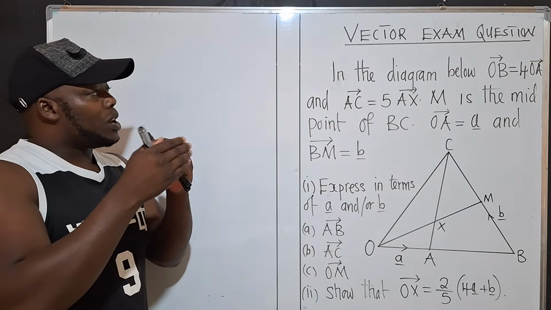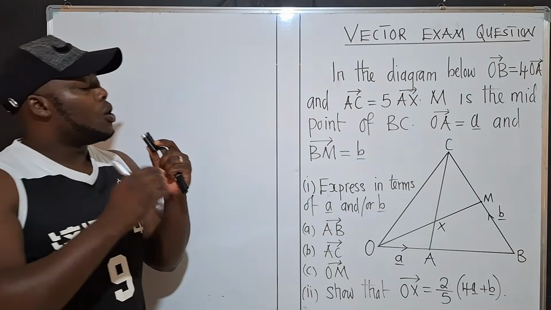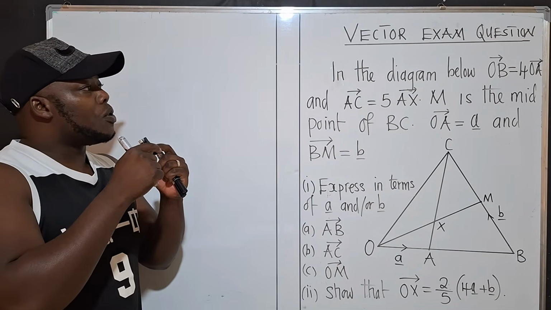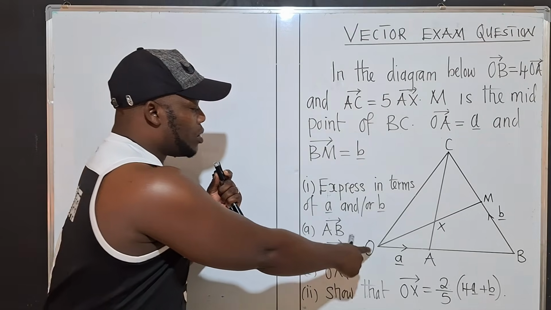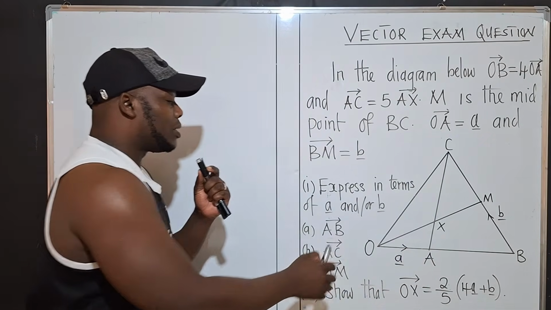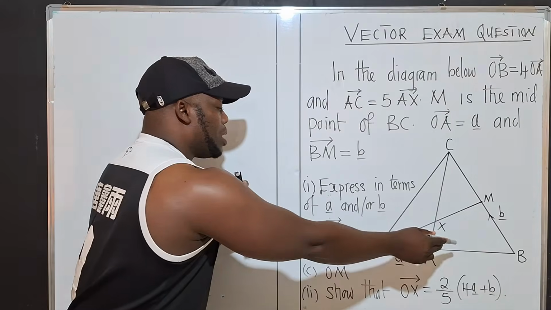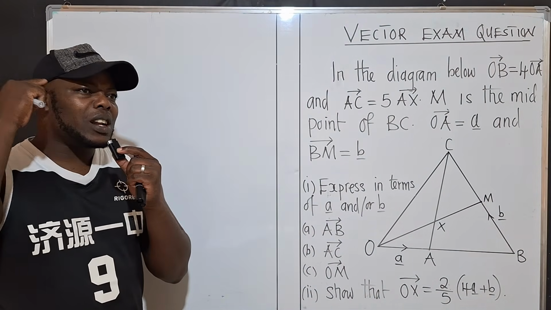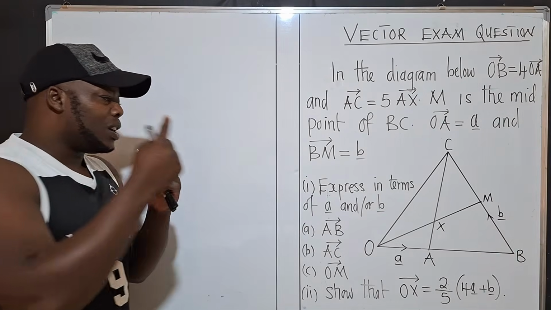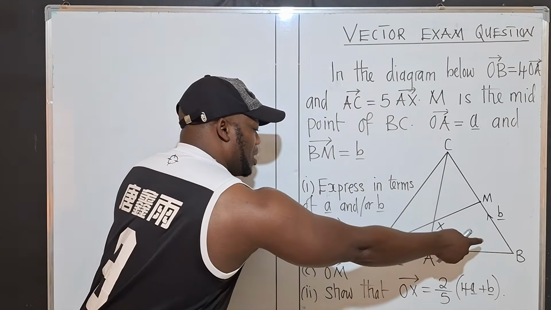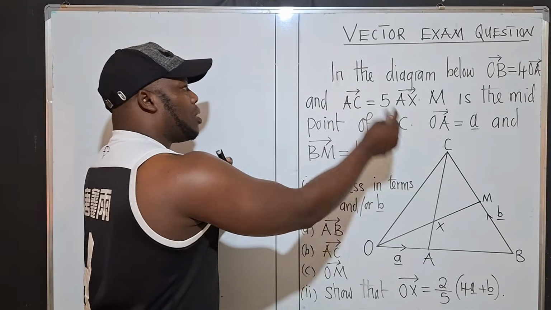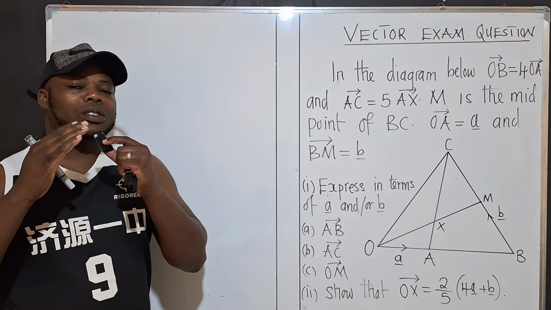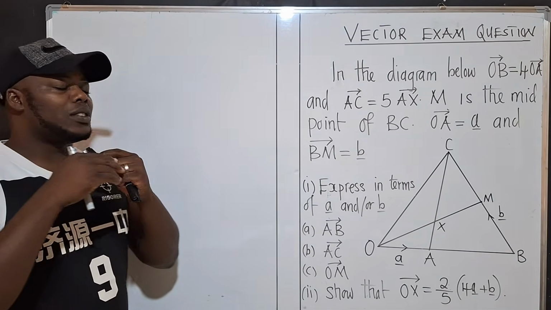In the diagram below, vector OB is equal to 4OA. So where's O? O is right here, B is right there. They're saying OB is equal to 4OA, which entails that if we want to find AB, we can just subtract 1A from the 4A's that we have. I'll talk about this in detail, so let's keep moving with the question and see what we're supposed to do.